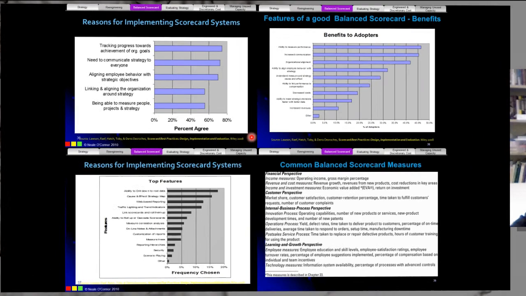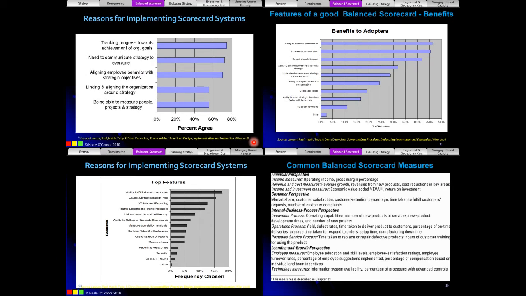So we know my friend Reef Lawson and his colleagues, they wrote a book which summarized a huge survey around the world of businesses that were using the balanced scorecard. And they came up with these following reasons for implementing scorecard systems. For example, tracking progress towards achievement of goals, needing to communicate, aligning employee behavior, linking and aligning the organization, being able to measure people. Interesting. Linking, aligning, measurement. Okay, you see the common themes being repeated here.